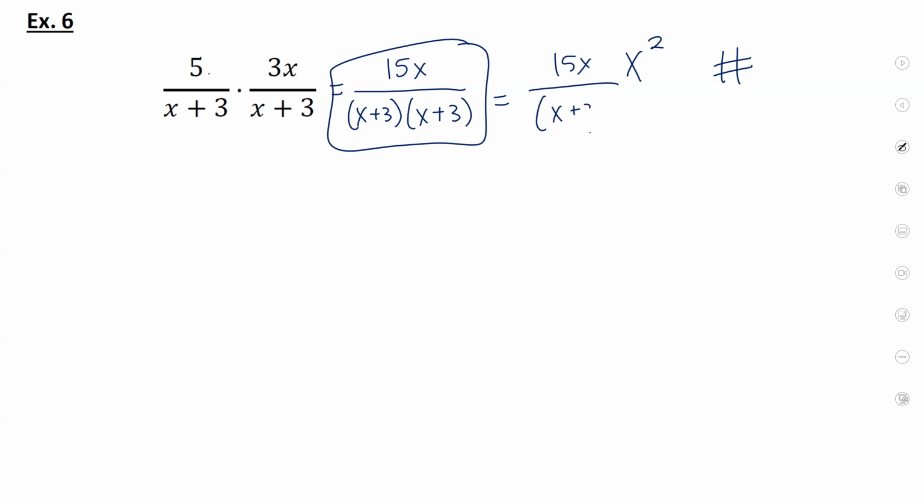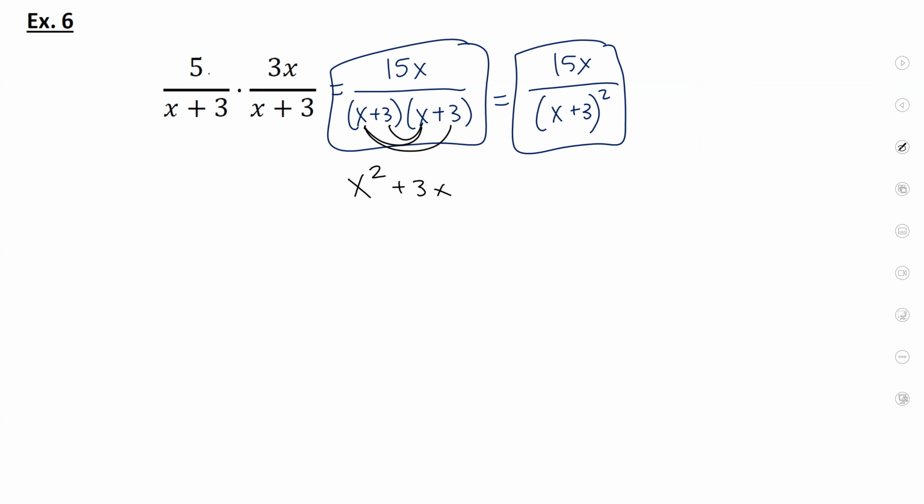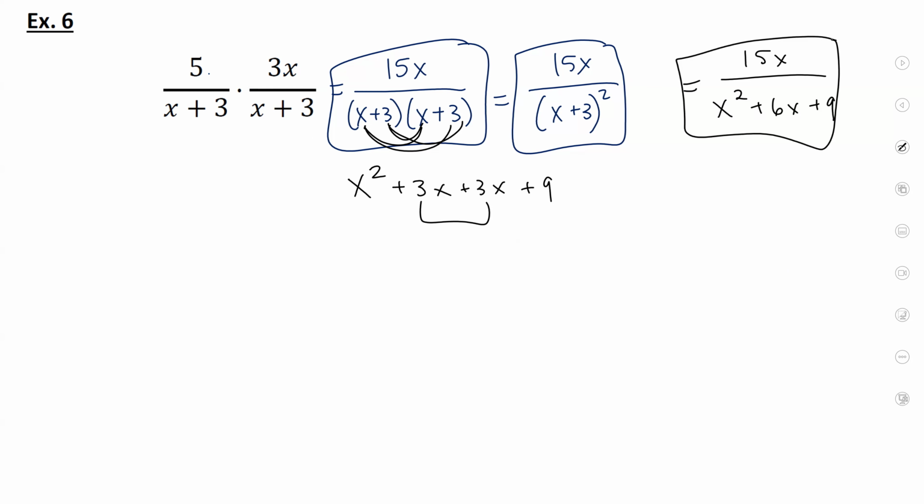If you want to, you can write it like this. x plus 3, since you have 2 of them, what can I put? A squared. You can also write it like this. I saw some people also wanting to write it like, what's x times x? x squared. x times 3 is 3x. Then 3 times x is another 3x. 3 times 3 is 9. So you could also write it as 15x over this whole thing. These two just make a 6. So if you put it this way, all 3 of these answers are correct. Do whichever one you want.